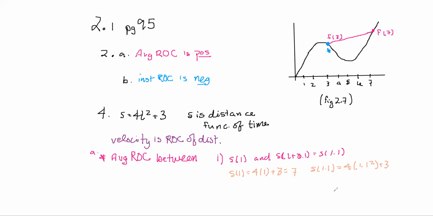So that's 4 times 1.21 plus 3. So the answer is going to be 7.84. Okay. So we know that S of 1 is going to be 7, and S of 1.1 is going to be 7.84. I think the easiest way to visualize it is to sketch out a little bit of a graph.